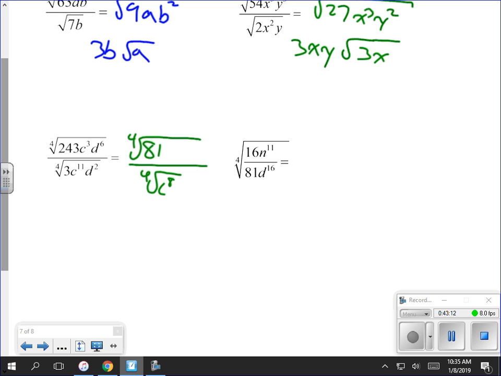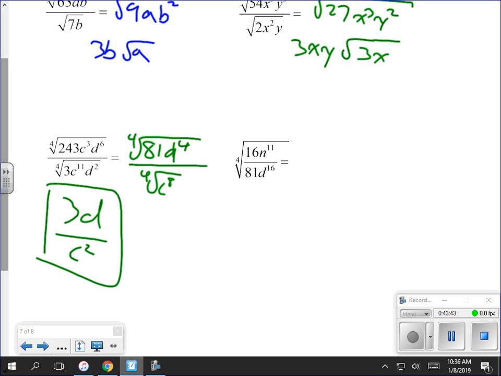And then I have d to the 6th divided by d squared. 6 minus 2 is 4. And it does go up in the numerator. D to the 4th. And now I simplify the radicals. And actually, it's not that bad because they're all perfect fourth roots. Fourth root of 81. 3 to the 4th is 81. Fourth root of 81 is 3. So I have 3. Fourth root of d to the 4th is d. Fourth root of c to the 8th is c squared. 3d over c squared.